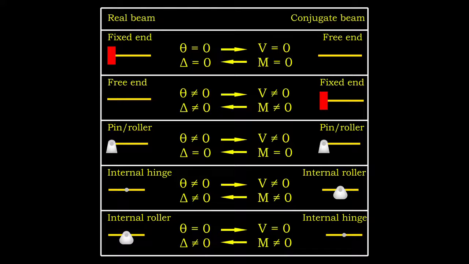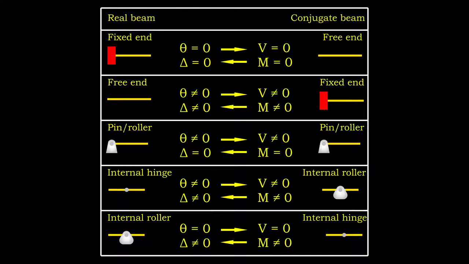Up next, let's determine the end condition of our conjugate beam based on the real beam. When we have a fixed end in our real beam, it should be free of restraint at the same position on our conjugate beam, and vice versa. For pin or roller support, they should remain the same. For internal hinge, it becomes internal roller for conjugate beam, and vice versa. Why do we need to do so?